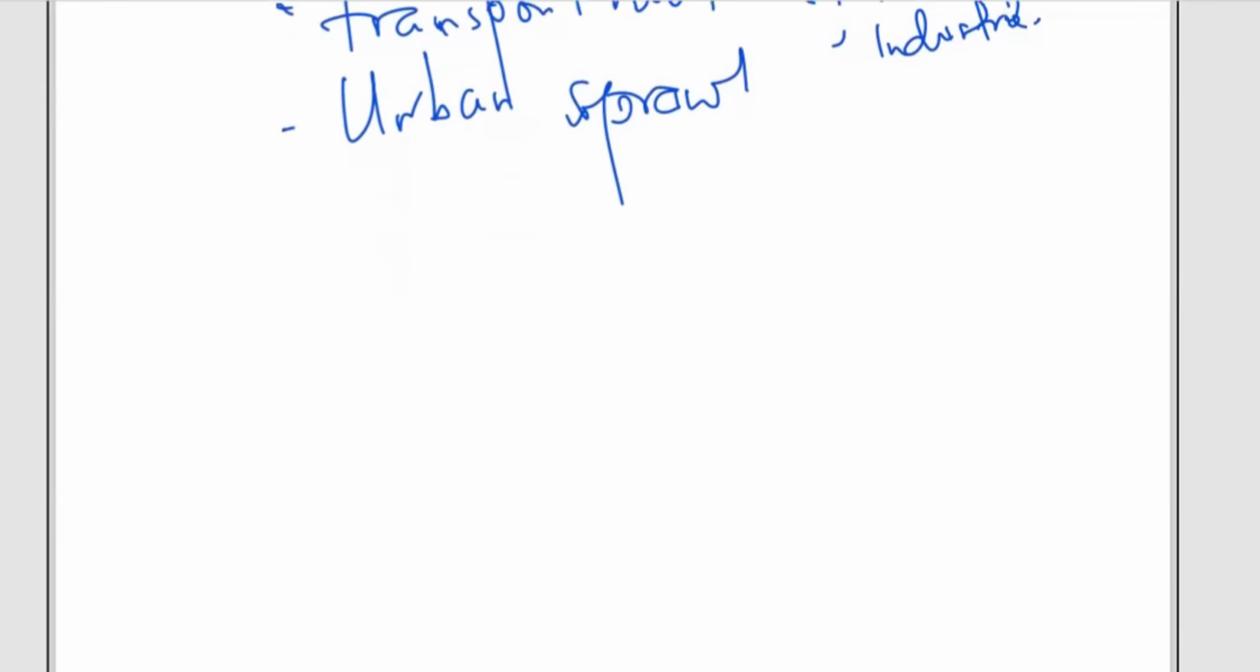Right, we'll move on to the next question. What is the importance of green belts in urban settlements? Right, what we call the green belts, we are looking at vegetated areas. Why is it important that we have vegetation introduced in the urban area?